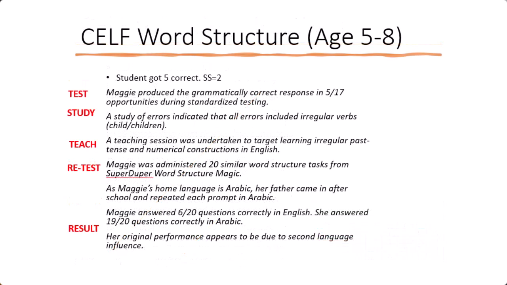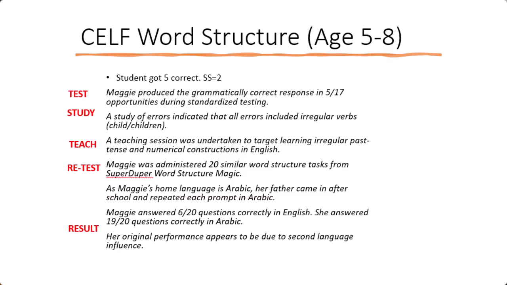Let's look at a second example. This one deals with a child who had difficulty with the word structure portion of the test. She produced some grammatically correct responses, getting 5 out of 17 correct. By looking at her errors, it was pretty clear that what she had been struggling with were irregular verbs. So we undertook a teaching session using something completely different but with very similar tasks.